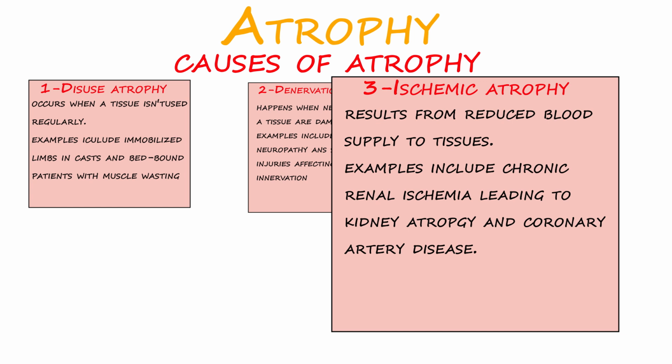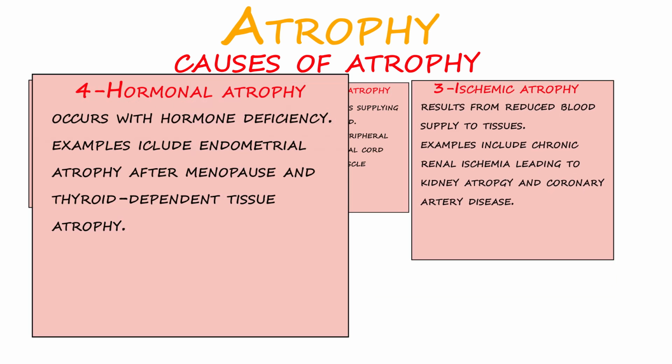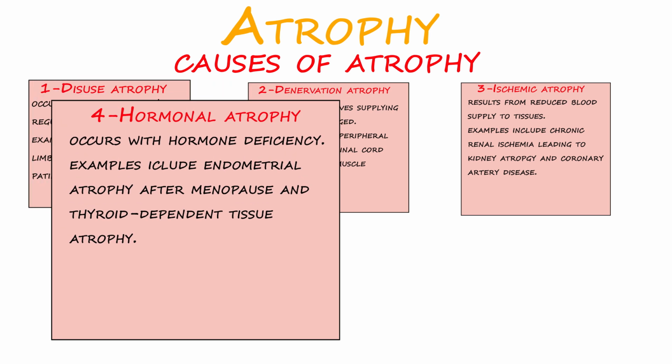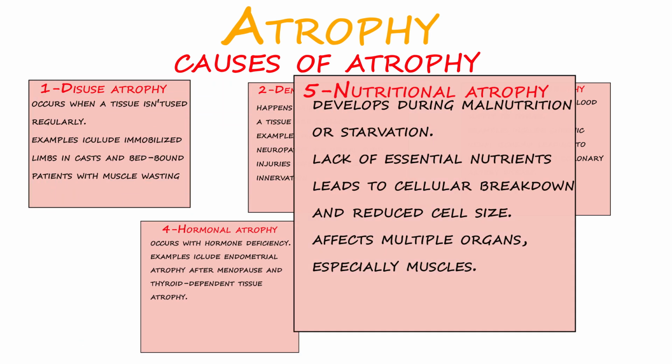Ischemic atrophy results from reduced blood supply to tissues, as seen in chronic kidney ischemia or coronary artery disease. Hormonal atrophy occurs with hormone deficiency, such as endometrial tissue atrophy after menopause or in thyroid hormone deficiency. Nutritional atrophy develops during malnutrition or starvation. The lack of essential nutrients leads to cellular breakdown and reduced cell size, affecting multiple organs, particularly muscles.